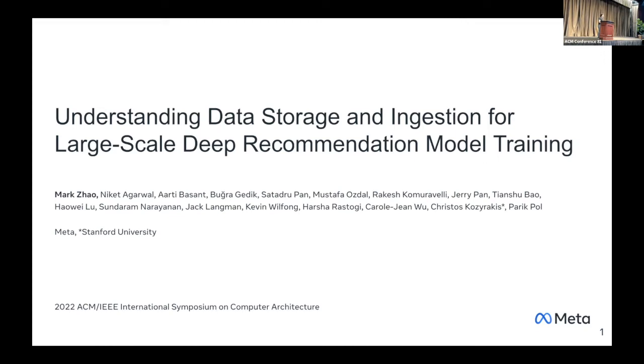So today I'm going to be talking about how we store and ingest training data for large-scale deep recommendation model training at Meta. This was done in collaboration with a ton of really great people, and I just have the honor and privilege to present it today.